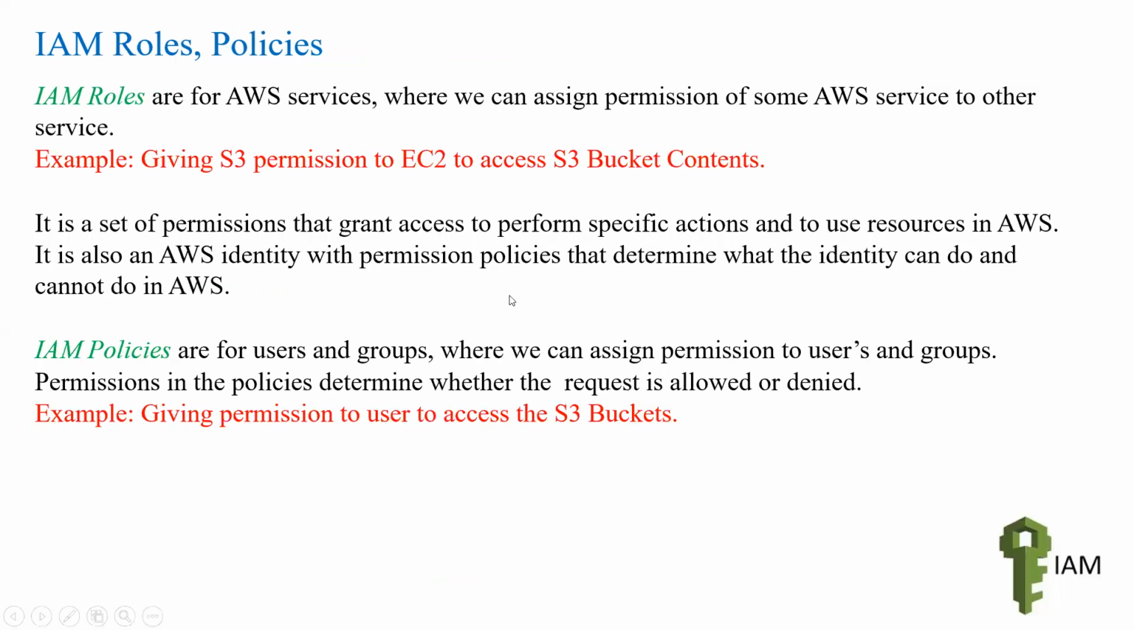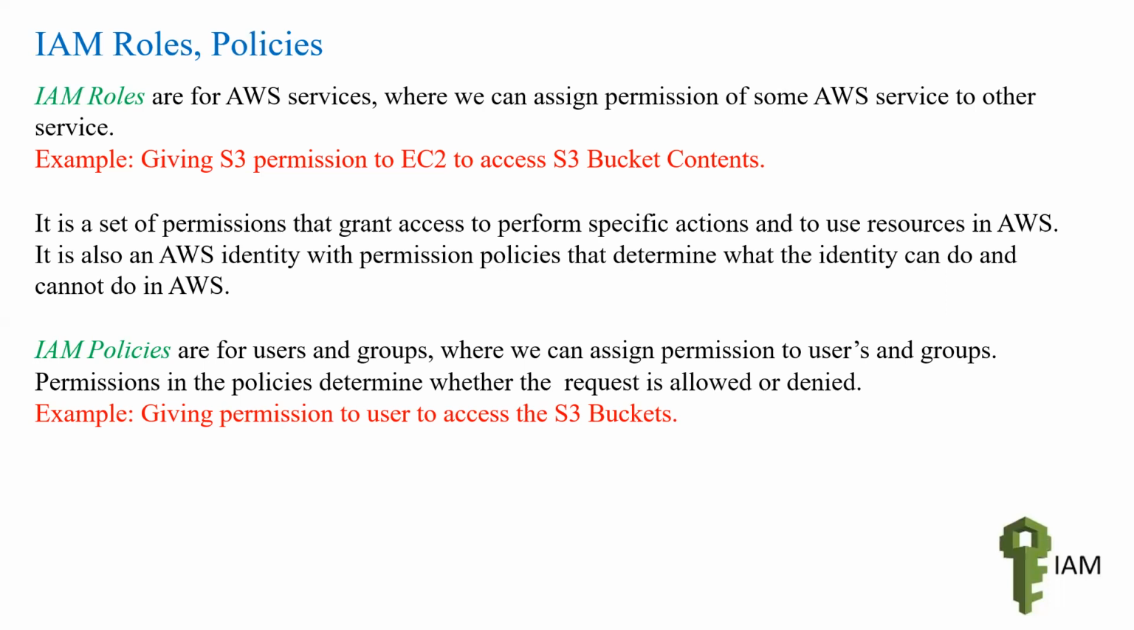We'll move on to the next topic: IAM roles and policies. IAM roles are for AWS services, where we can assign permission of one AWS service to another service. Example, giving the simple storage service S3 permission to an EC2 instance to access the S3 bucket contents. That means from the EC2 instance, we can upload or download contents into the S3 bucket. So from one service to another service, we can assign roles. That is what IAM roles are.